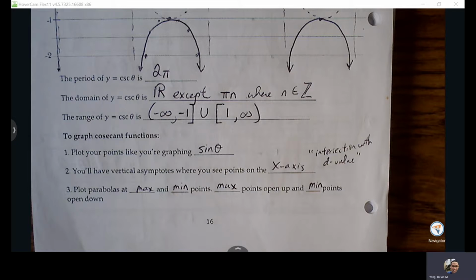And your secant graph is going to look a lot like your cosecant graph. It's just a shifted version of your cosecant graph, just like how cosine is a shifted version of the sine graph. So a lot of things will look the same, except your asymptotes will be in a slightly different place.